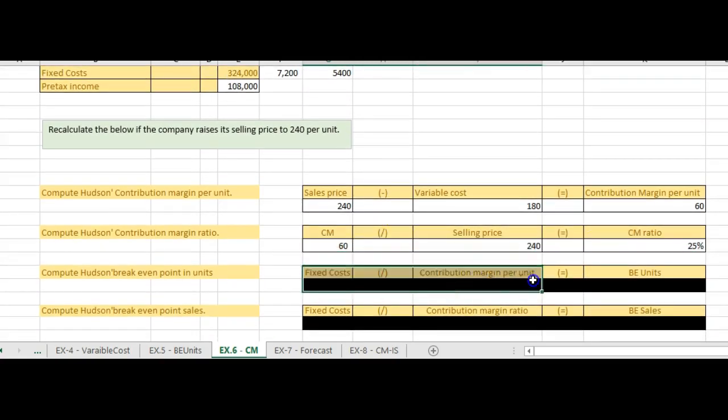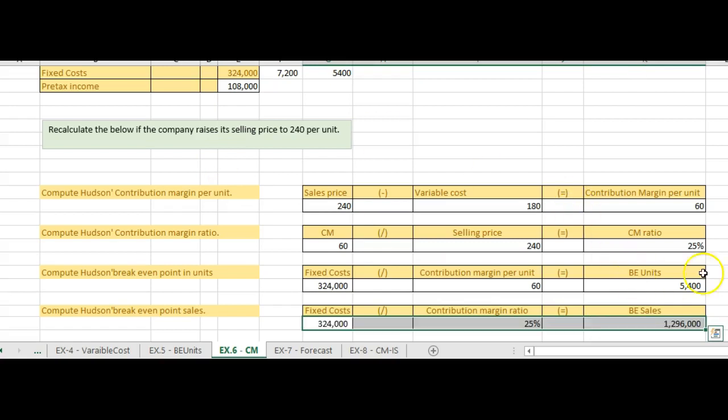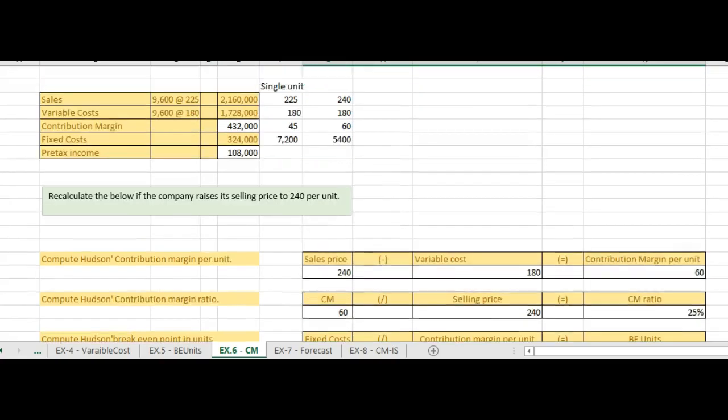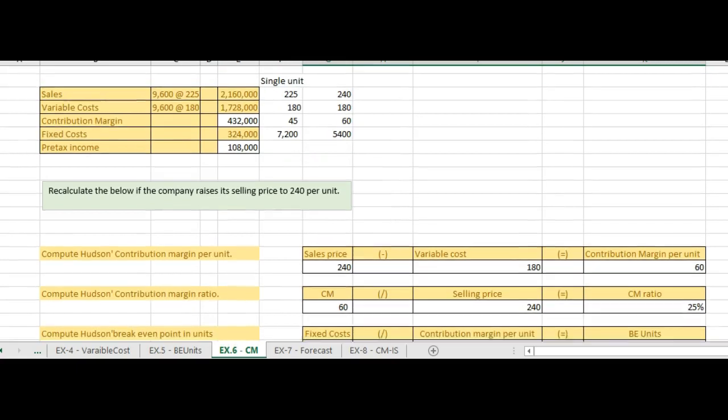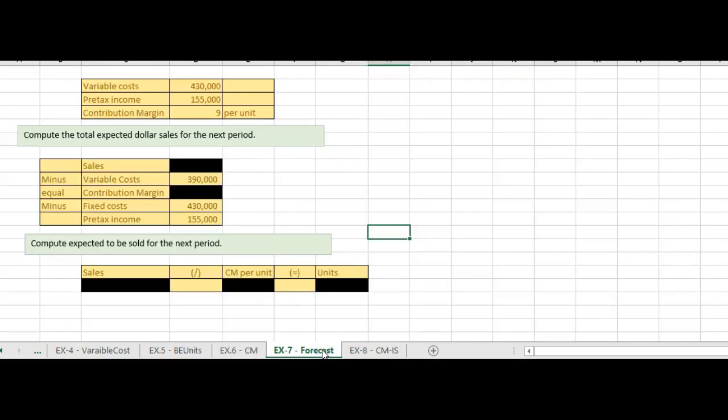If I take my fixed cost divided by the contribution margin, my break-even units are now 5,400 instead of 7,200, and that means my break-even sales will probably be lower than the original of, I think it was 1.62 million in that case. So you can see, just playing around with the numbers now, you can get a good idea of how you can manipulate and maybe increase profits.